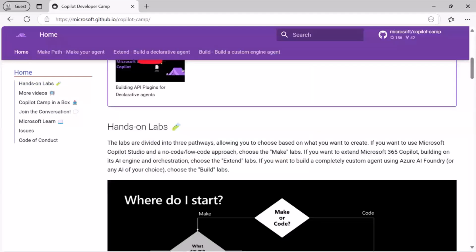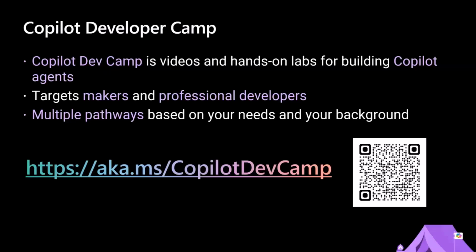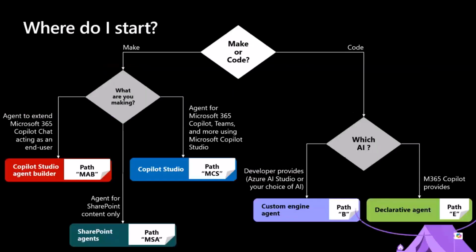So the question on your mind might be, how do I know which one to do? It's kind of a complicated decision tree. Well, here's the decision tree, and Paolo just made a cool video, which I'll talk about in a second, that helps you navigate this. The first question is, do you want to do Maker or Code? And if you go down the code path and you want to use the Microsoft 365 built-in artificial intelligence, then that's what I'm going to show today. You want to build a declarative agent in that case.